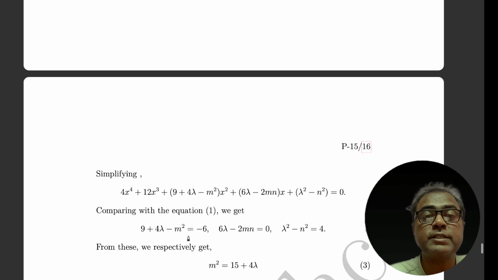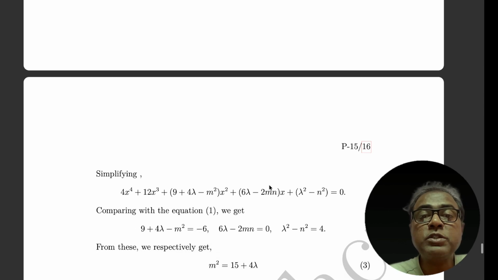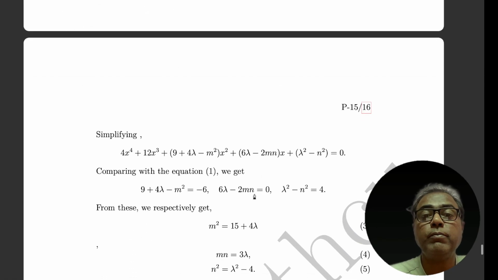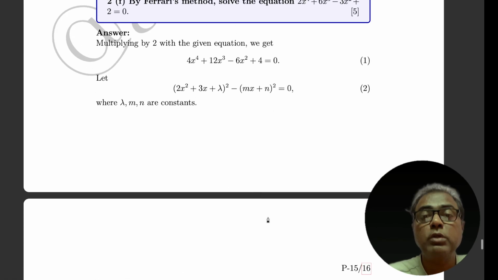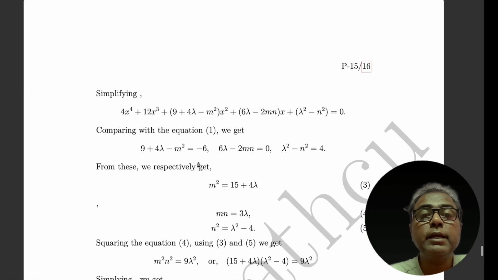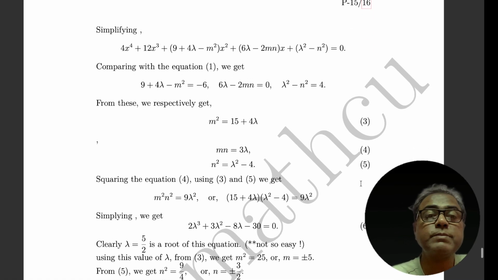So this is equal to -6, and the coefficient of x is nothing, so actually this is 0. And the constant term is 4. So here the constant term is lambda square minus n square, equal to 4. So we get m square equal to 15 minus 4 lambda, mn equal to 3 lambda, and n square equal to 4 lambda square minus 4. These are equations 3, 4, and 5.